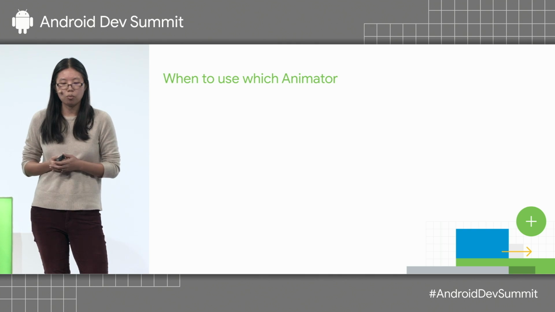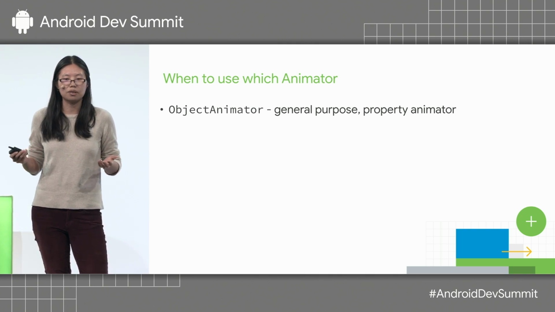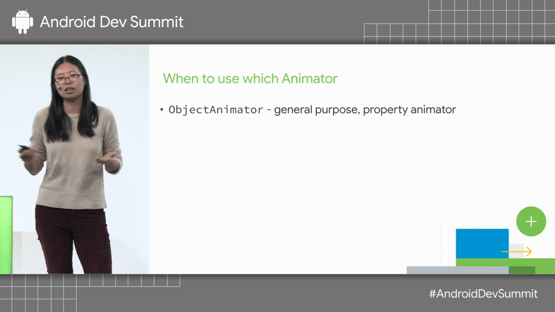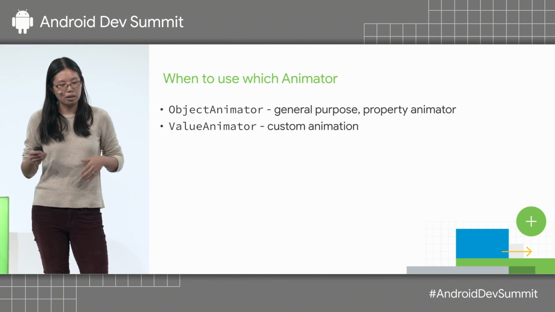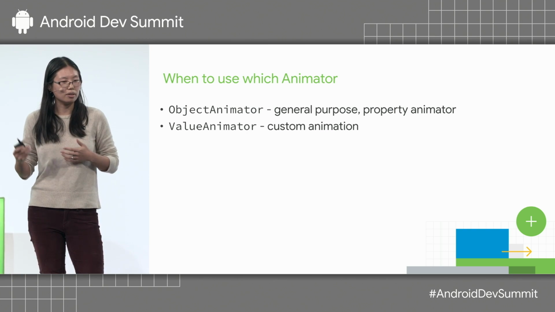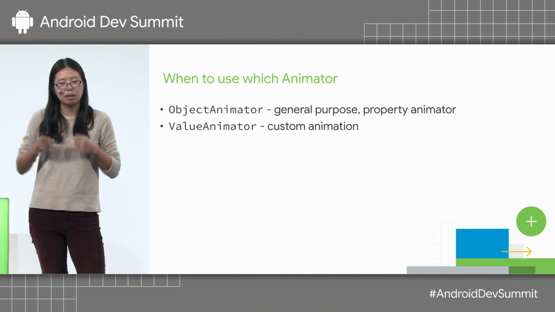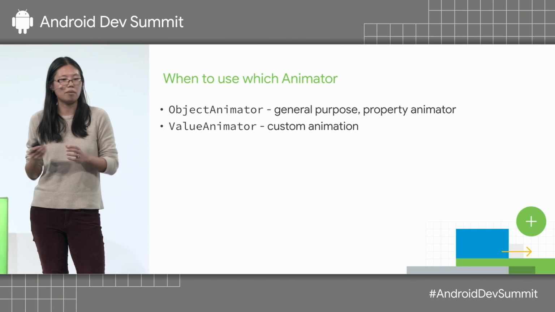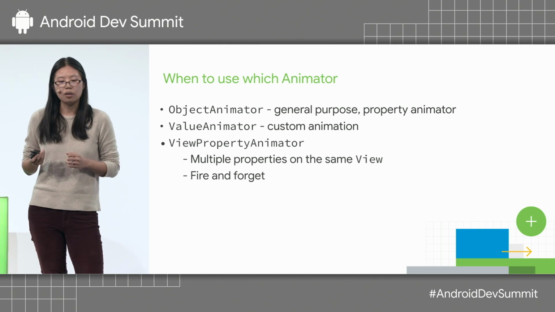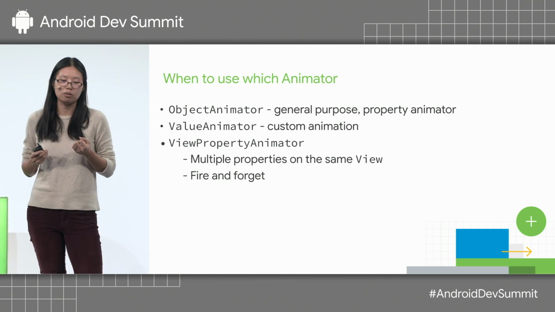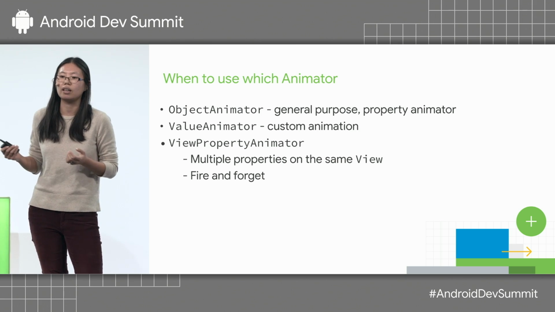So to recap, when should we use what kind of animator? ObjectAnimator is kind of an all-purpose animator that, as long as you have a property you want to animate, you can use that. Value animator is for a more customized kind of animation where you want to animate a value, and then use that value to apply to something else in your UI. And the view property animator is best used when you have multiple view properties that you need to animate simultaneously on the same view.